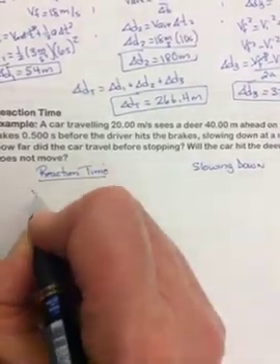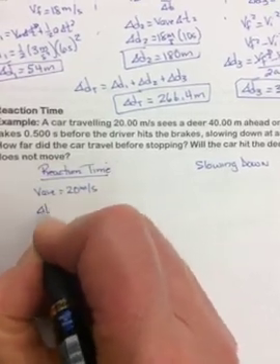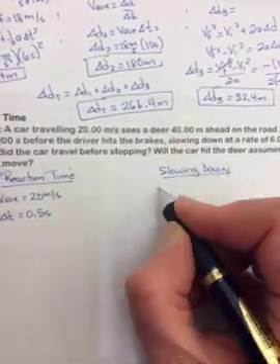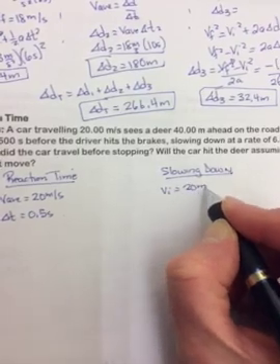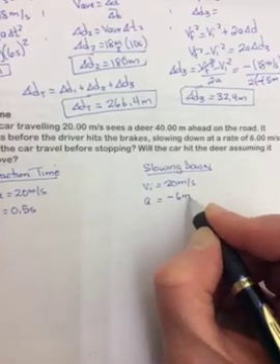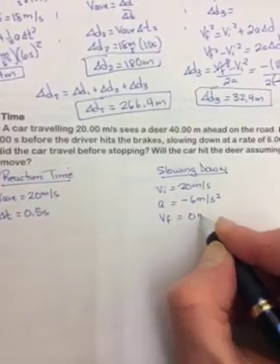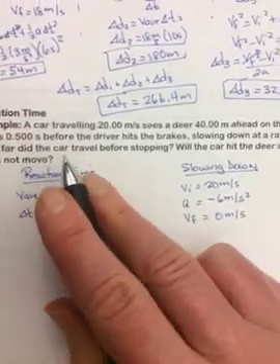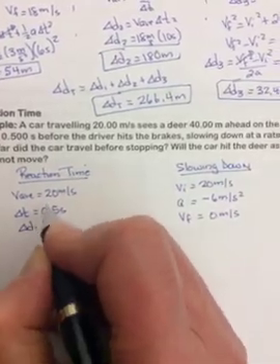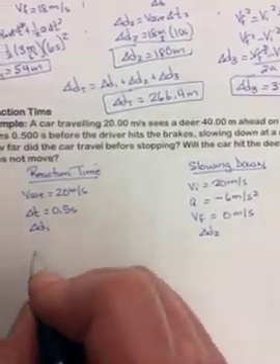In the reaction time, it's a VAV. A VAV is 20 meters per second, and this time lasts for a half a second. And then the driver hits the brakes. So in the slowing down part, the VI is the VAV, slowing down at a rate of 6 meters per second squared. So A is negative 6 meters per second squared. And it says before stopping, VF is 0. And the question is, how far will the car travel before stopping? Well, it travels some distance before hitting the brakes, and it travels some distance after it hits the brakes while it's stopping, and you need to find both.